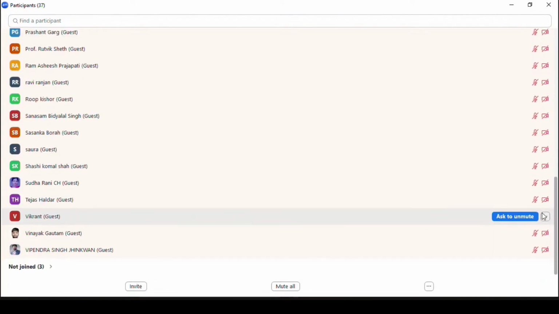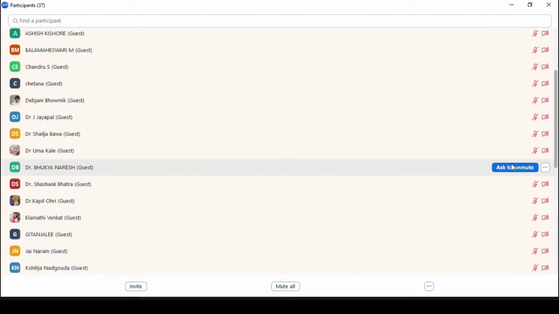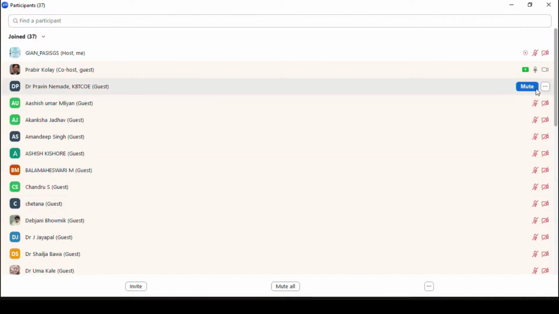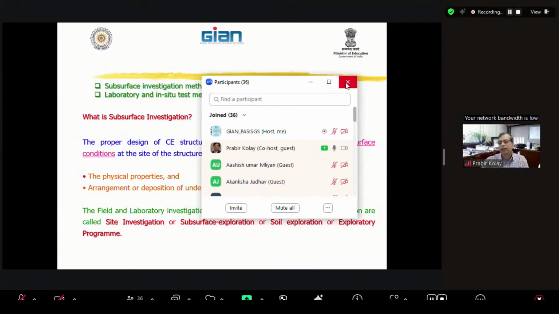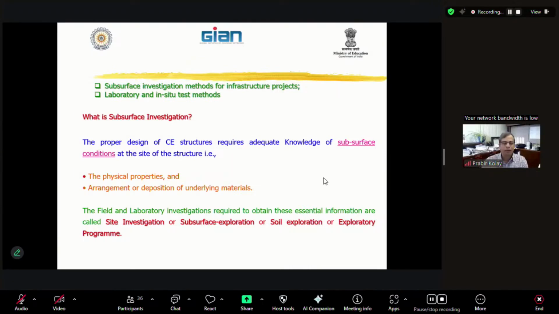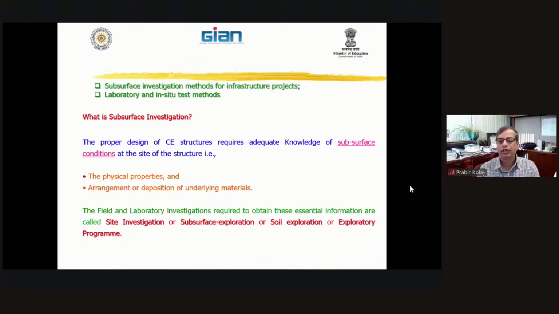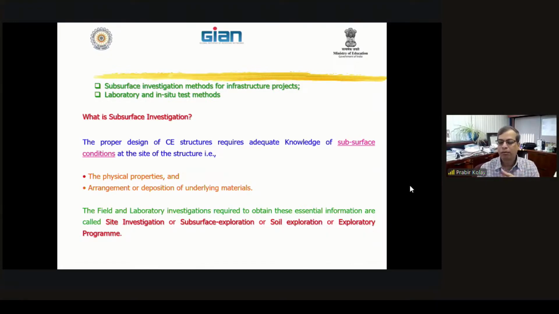When you collect a soil sample, you need to determine the physical properties, and also the arrangement of deposits and underlying material. Basically, you need to make a borehole, take out the soil sample, and characterize it, and then you need to know at different depths what type of soil is there. So the field and laboratory investigation is required to obtain this essential information. It's called site investigation. Sometimes it's called subsurface exploration, sometimes soil exploration or exploratory program. So there are different names, but basically it's a subsurface exploration.